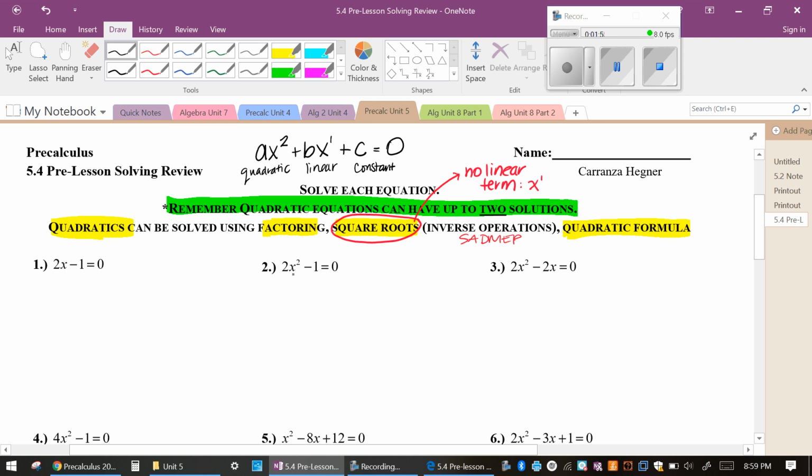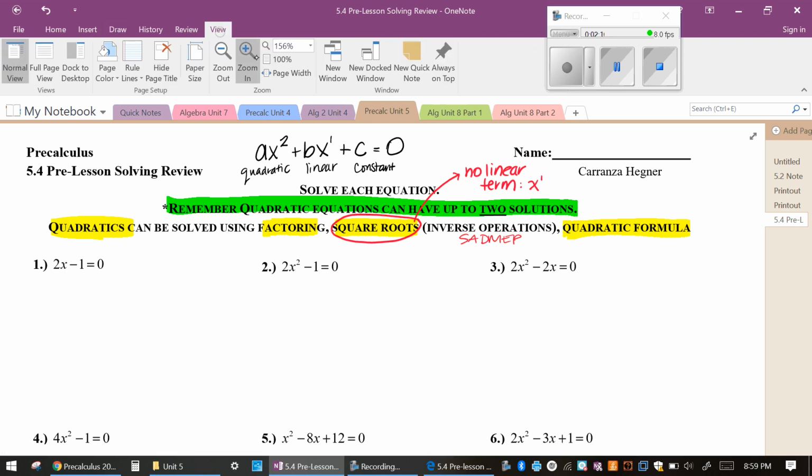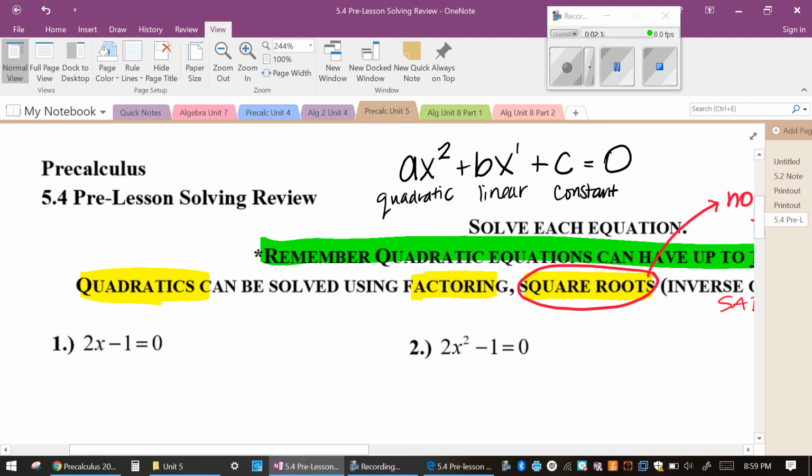It's really important for you guys to know that when you're solving quadratics, most of the time we're going to set them equal to 0 if they're not done so already. But the first few problems, like 2 and 3, are already set equal to 0, which is a good thing. Okay, let's take a look at number 1. Number 1 is a very simple problem.